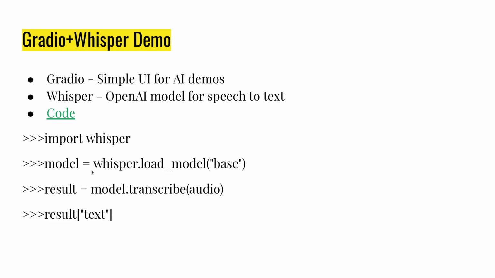Import whisper, model equals whisper.load_model of type base, and model.transcribe of audio. Audio can be an audio file or a numpy array, and we will get the result. Thus, from the result, we will get the text. Simple as that. So let me run this and show you.